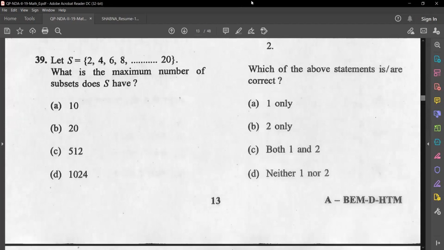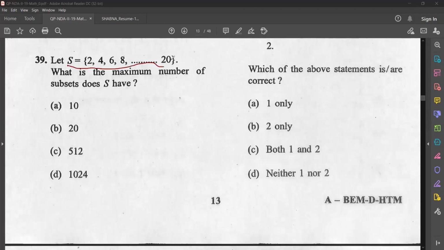See this 39th question, you can just see that also. If S is equal to 2, 4, 6, 8, etc. up to 20, number of subsets possible, maximum number of subsets. So how to find the number of subsets? Number of subsets is 2 raised to n, where n is the number of elements.